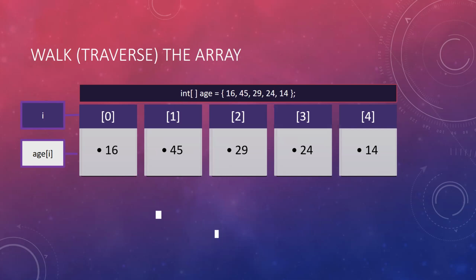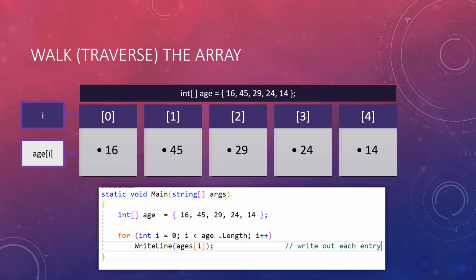But here's an example. We have our age array and we've allocated it and initialized it with values. So here's what it looks like in memory, our index values and then our data values. Here we have some code, a for loop that's going to write out each entry. Let's create this code. Let's go ahead and do it ourselves so we have it. Let's open Visual Studio.